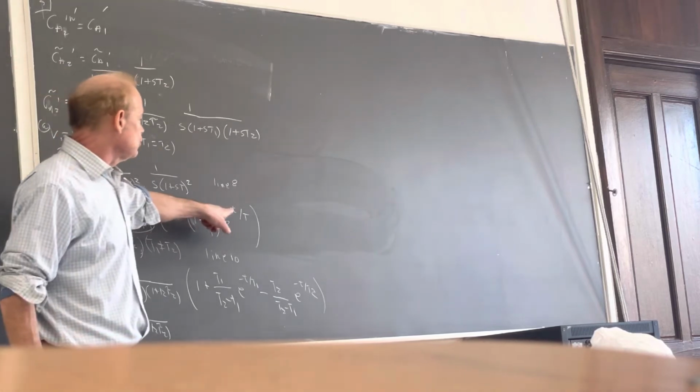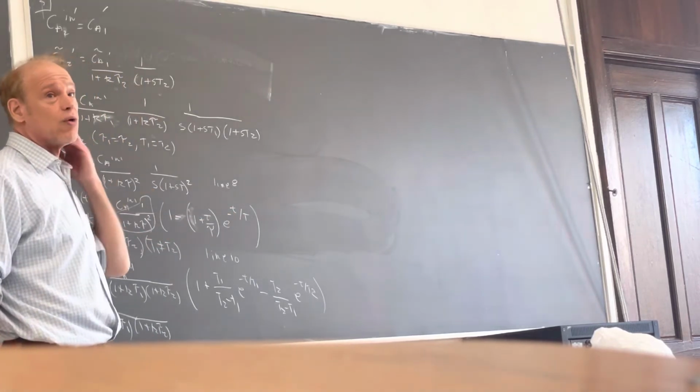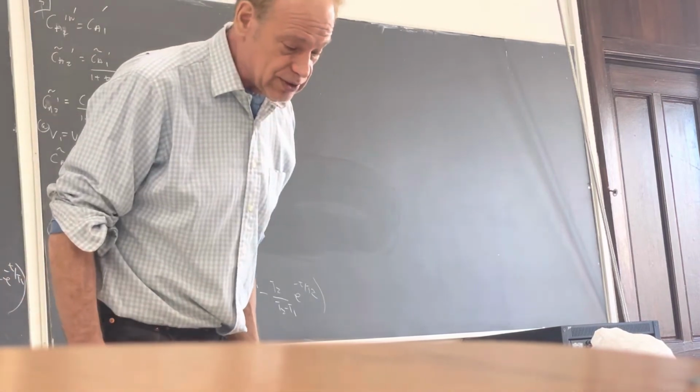Because again, as t goes to infinity, this drops out, and I'm just left with this guy is 1 over 1 plus k tau 1. You see how much easier it is to do it this way. Questions?